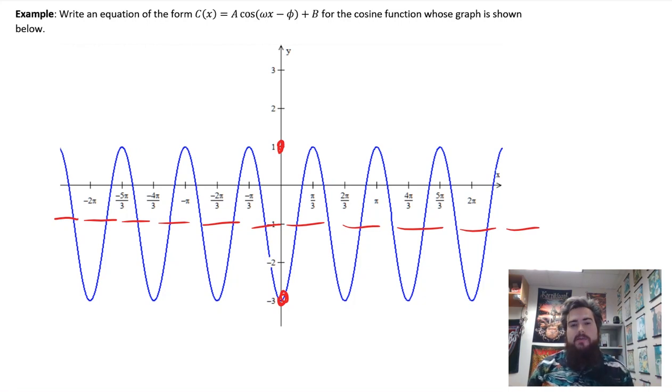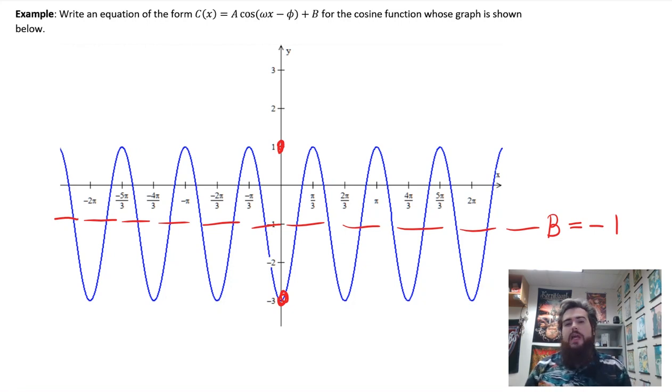If you have a hard time finding that, you should also be able to take the average of those two. The average of -3 and 1 is -1. This is my new baseline. That means that that is also my vertical change, my vertical shift. So b will equal -1 here.